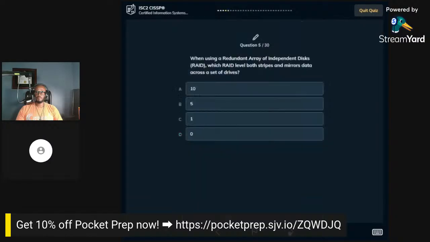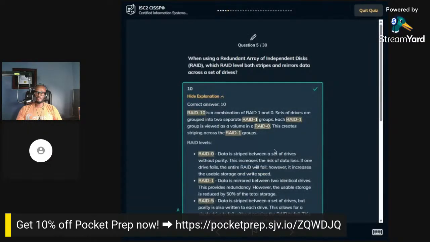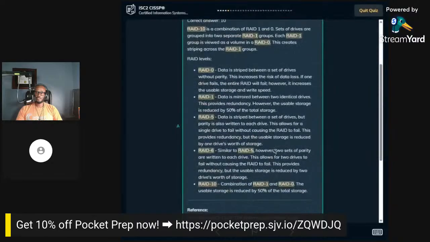All right. When using a redundant array of independent disks, or RAID, which RAID level both stripes and mirrors data across a set of drives? Is that RAID 10? I think it's 10. Yeah, 10 is both. RAID 0 is striping, where data is striped between a set of drives without parity. RAID 1 is mirroring. So they have those functions separately.